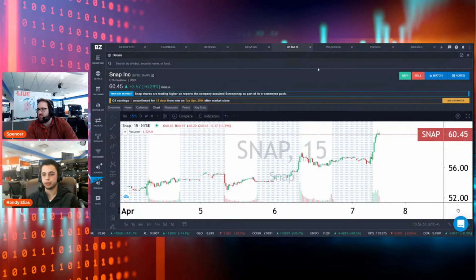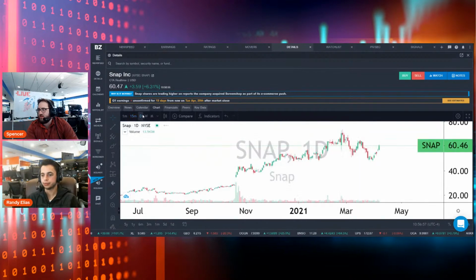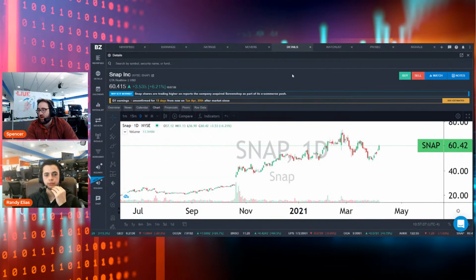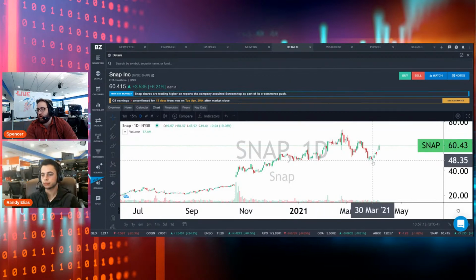company. Well, Snapchat is one of those names that's held up a lot better. It had a huge run, and it's off the high, but it's held up a lot better than some of these other growth tech names. So clearly you're in an uptrend, right? Going back to 2 weeks ago or last week.